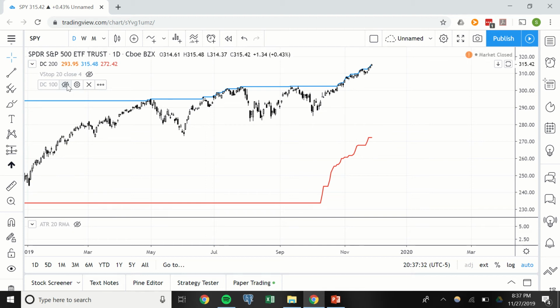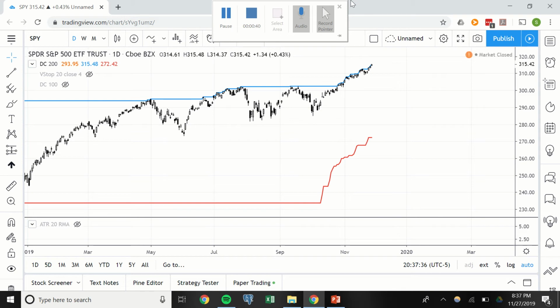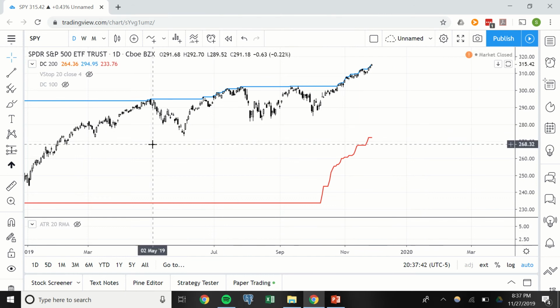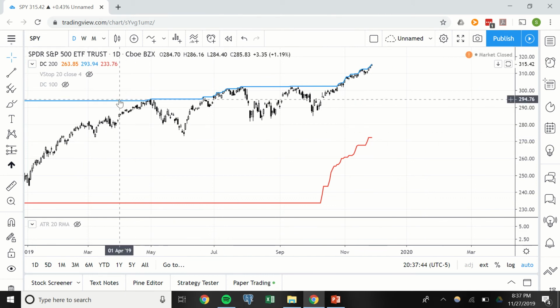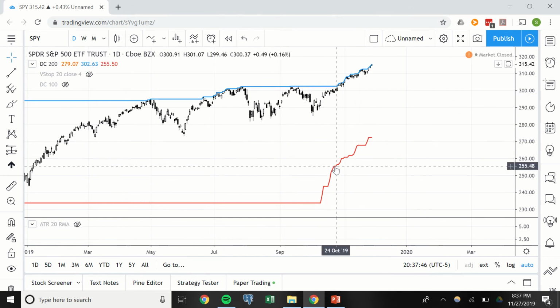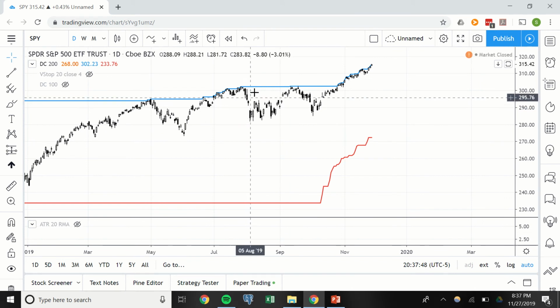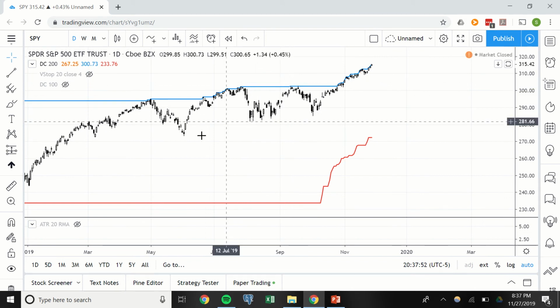So, what I have here is a 200-day Donchian channel on the SPY ETF. The blue line is the upper bound, the red line is the lower bound, and you can see we've been pressing on new 100 and 200-day highs for quite some time.